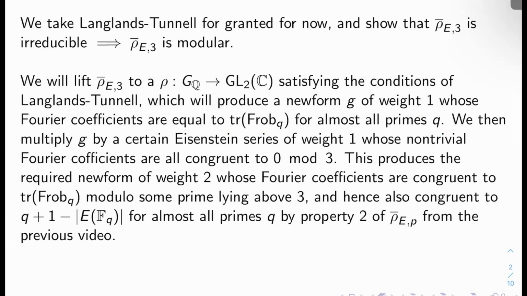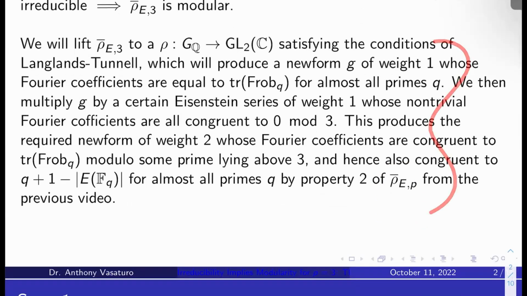We'll then end up multiplying g by a certain well-chosen Eisenstein series of weight 1, and its non-trivial Fourier coefficients will all be congruent to 0 mod 3. And so that product will end up being the required newform of weight 2, whose Fourier coefficients are congruent to the trace of Frobenius at Q mod some prime lying above 3, which is what we want, because that will give us something congruent to Q plus 1 minus the number of FQ points on E for almost all primes Q by one of the 2 crucial properties of rho bar EP that I listed last video. Okay, so that's the overall global strategy.